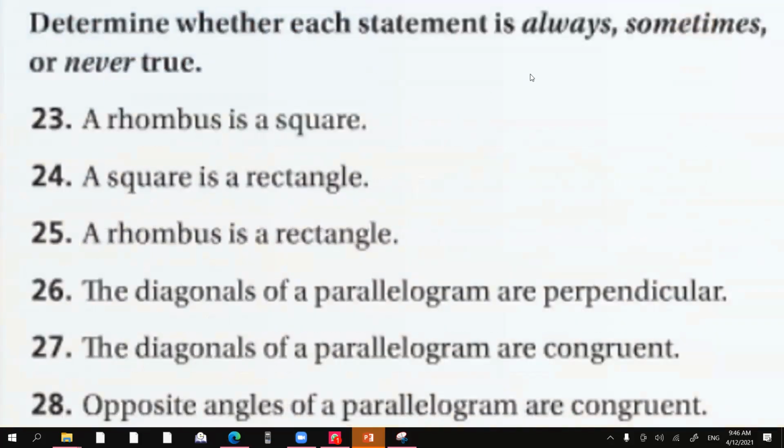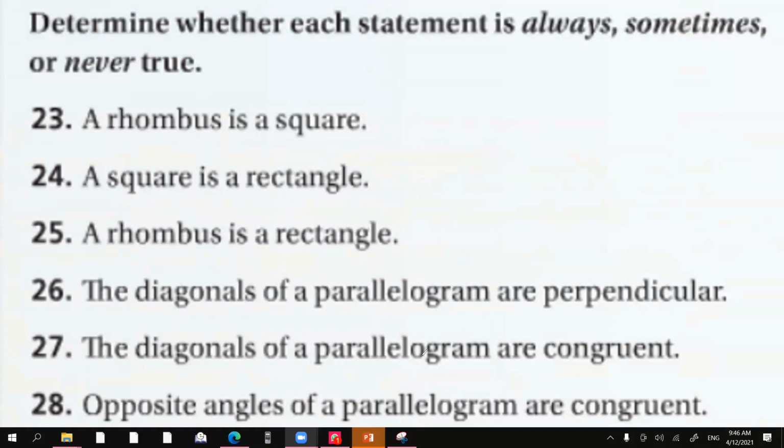Determine whether each statement is always, sometimes, or never true. The first one: a rhombus is a square. Are all rhombuses squares? Always, sometimes, or never?